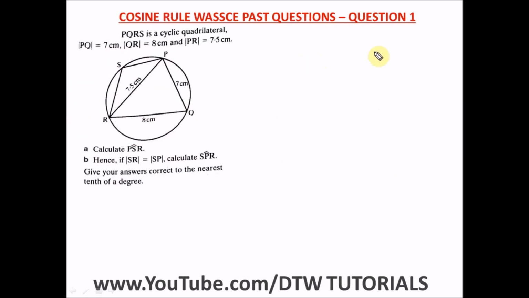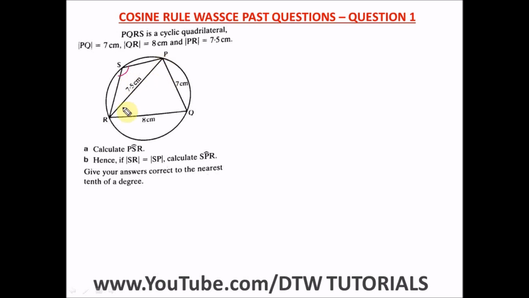So question 1 here, under the cosine rule for your WAEC past question, says PQRS is a cyclic quadrilateral. PQ is 7 centimeters, QR is 8 centimeters, PR is 7.5 centimeters. It says calculate angle PSR. We should calculate this angle. That's what it says. So from here, how do we do this?